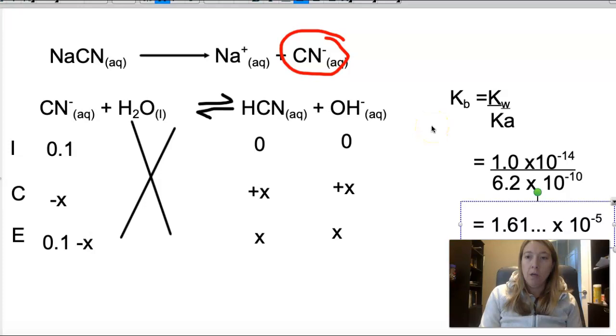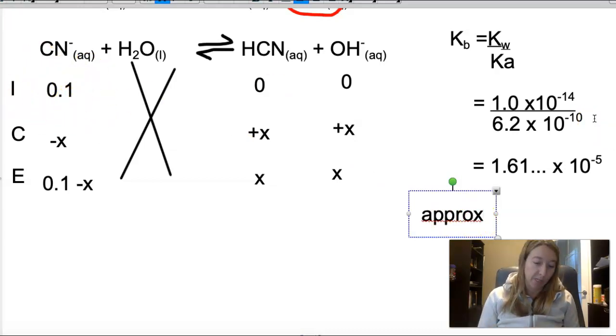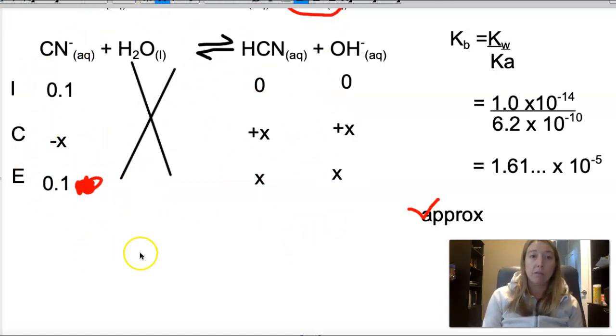Now that we have a K, next we want to do a quick approximation check. To do our approximation check, we're going to take this 0.1 and divide it by the K that we're going to be using. We get 6,200. So that is a yes to approximation. We can approximate, that's greater than 1,000. So that means on our reactants, we are going to get rid of that negative X. It only impacts the reactants, no impact on the products.